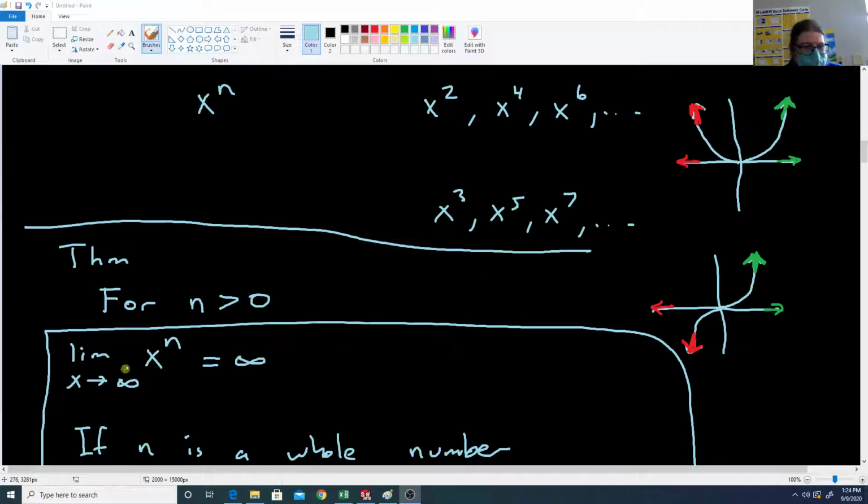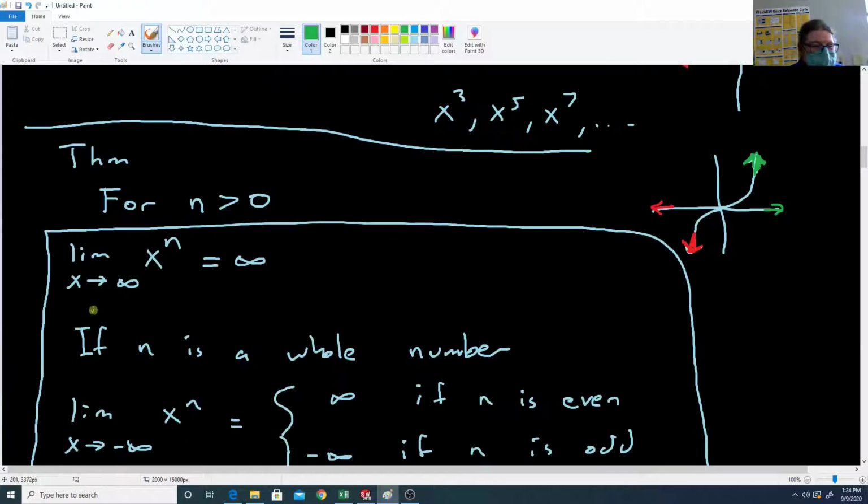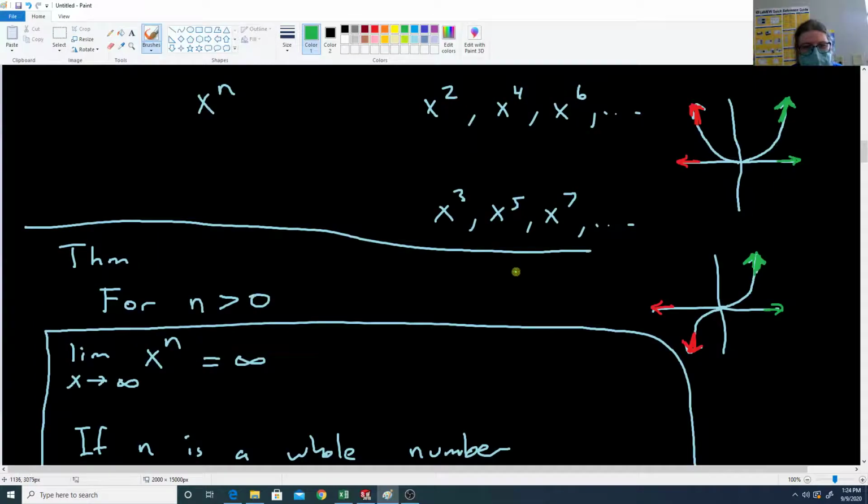We say, well, based on this, if I have the limit as x goes to infinity of x to the n, if we look at both the quadratic-looking and the cubic-looking types, as your x's get very big and positive, the y's head up to positive infinity in both cases. So that leads us to the limit as x approaches infinity of x to the n is infinity.